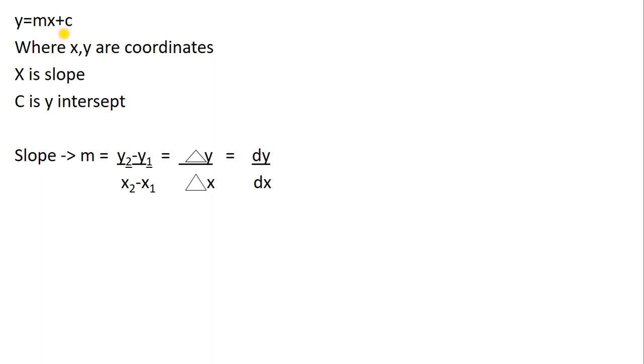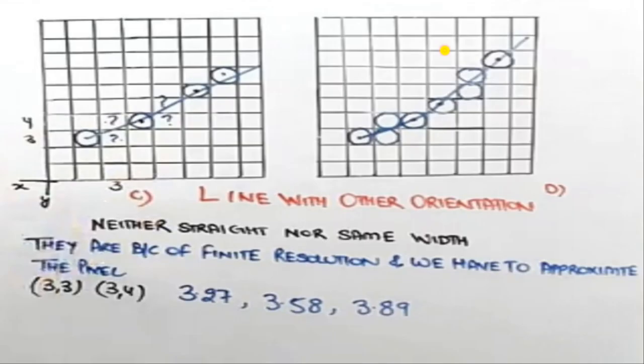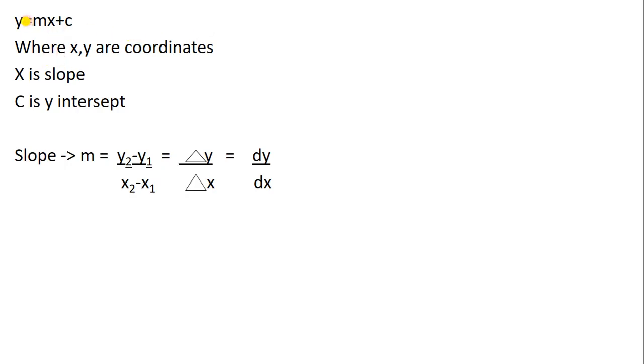Okay, so whatever the line drawing algorithm is, it has a particular formula called y equal to mx plus c, where x and y are called coordinates, m is called the slope, and c is the y intercept.